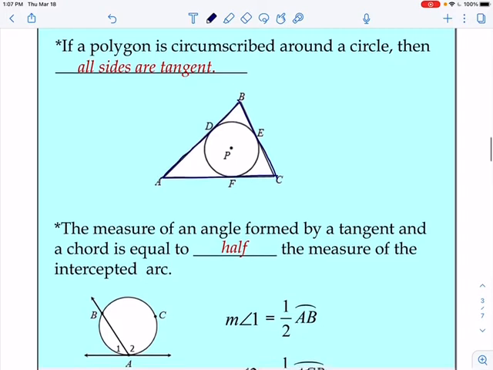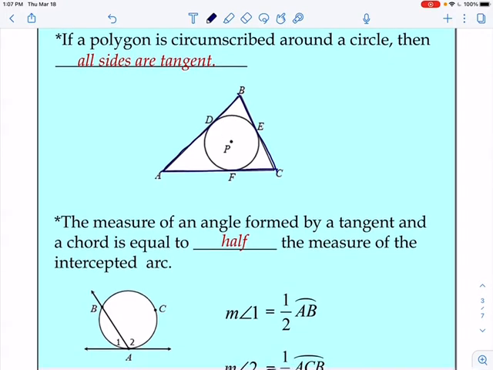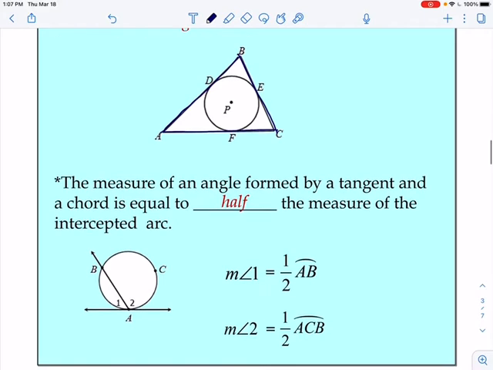Okay, and the rule that's going to help us here in a lot of our problems: the measure of an angle formed by a tangent and a chord is equal to half the measure of the intercepted arc. So this is very similar to when you have an inscribed angle. Again, remember with an inscribed angle, your vertex lies on the circle itself. So again, here the vertex is lying on the circle itself, so it's going to follow that same pattern. So in this case, the measure of angle 1 is going to be 1/2 of the arc that it intercepts. And the arc that it intercepts is this red one here. So it's going to be 1/2 of AB.